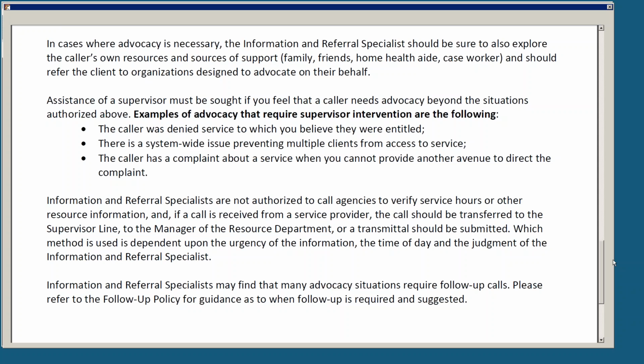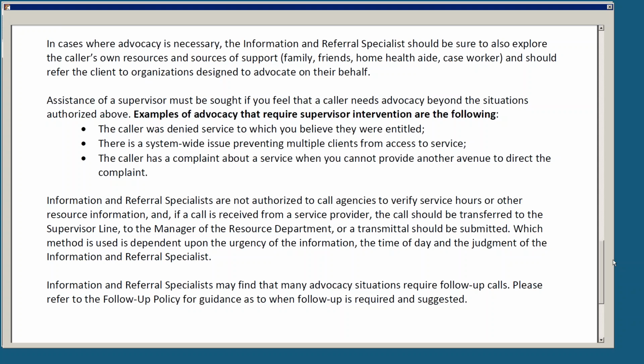Navigation specialists are not authorized to call agencies to verify service hours or other resource information. And if a call is received from a service provider, the call should be transferred to the supervisor line, to the manager of the resource department, or a transmittal should be submitted. Which method is used is dependent upon the urgency of the information, the time of day, and the judgment of the information and referral specialist.